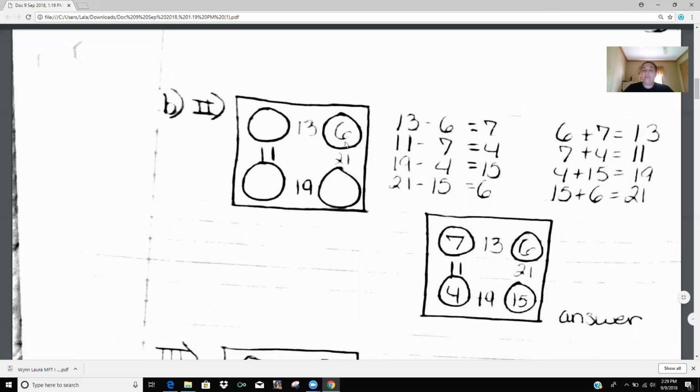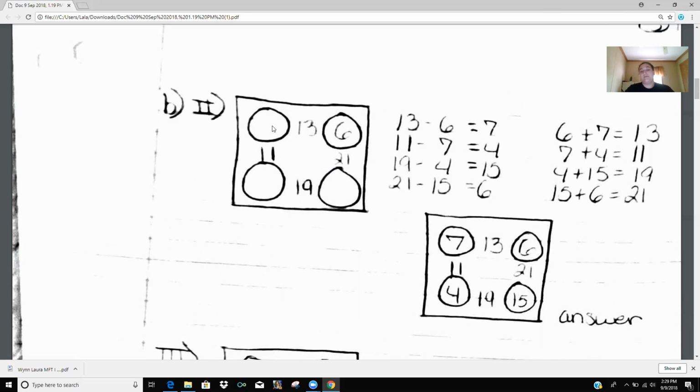So 13 minus 6 gives us 7. So we know 7 goes over here in this bubble. Now 11 minus 7 is 4, so we put it down here in this bubble. And 19 minus 4 is 15, so we put it here in this bubble. And 21 minus 15 gives us our starting bubble, which is 6.